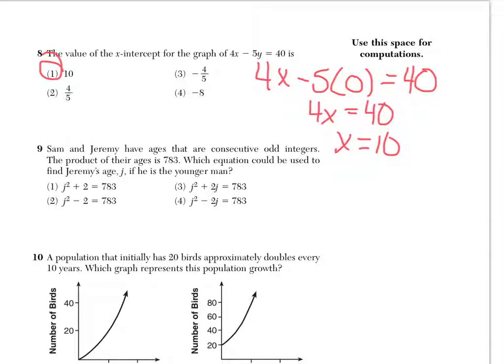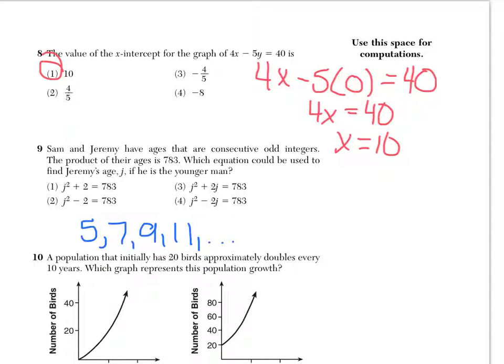So in question number 9, we're talking about Sam and Jeremy, and they have ages that are consecutive odd integers. So what does that mean? Well, let's list out a few examples. So if I have 5, 7, 9, 11, those are all odd integers. So as we can see, we're actually counting by 2's. Our first integer must be odd, though, in order for this to work.